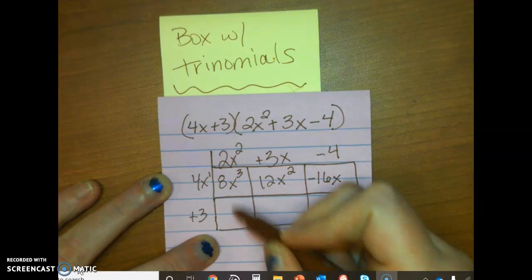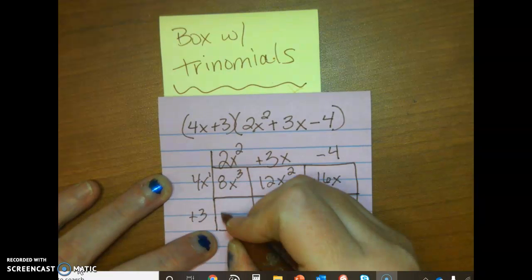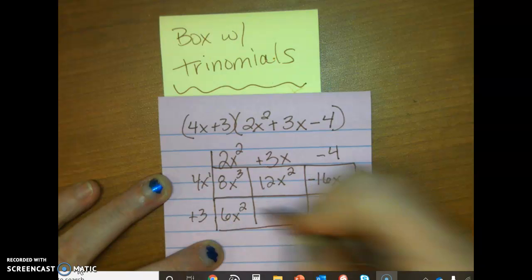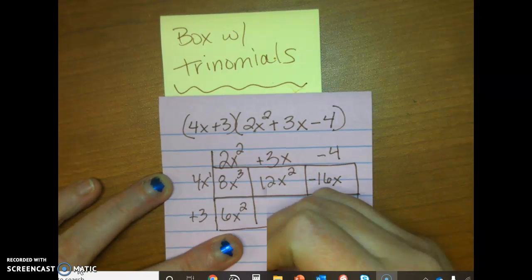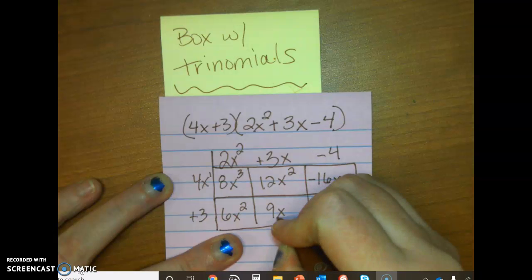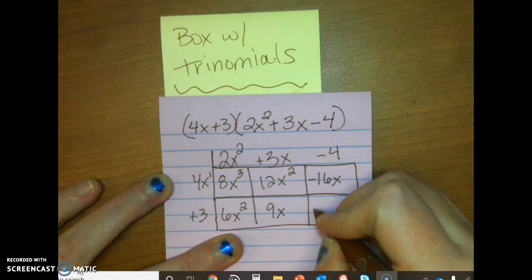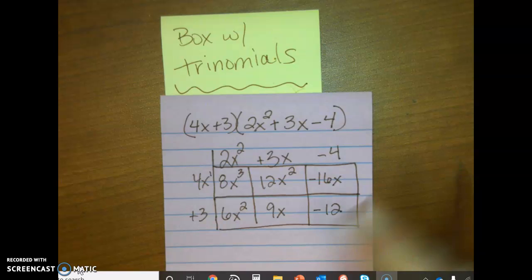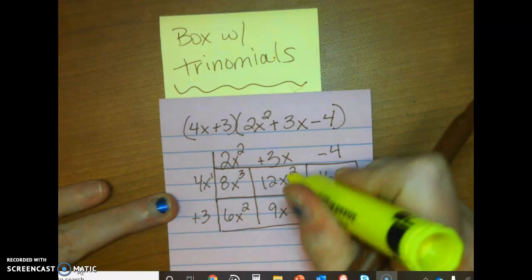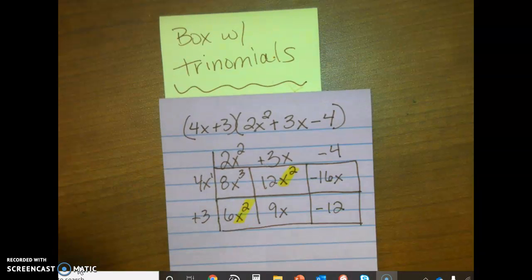Now let's do the second row. 3 times 2 is 6. This didn't have any x's, so that part's easy. 3 times 3 is 9x. 3 times negative 4 is negative 12. So now this matches this.